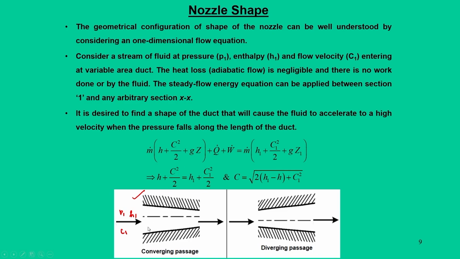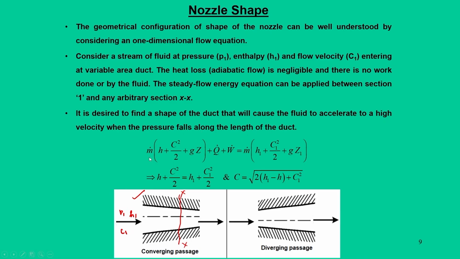So, we can apply the steady flow energy equation at any section Xx. We can mark it as any section Xx. We need to see how the pressure, or the flow property values, are determined at this section Xx. Since it is nozzle action, the pressure has to drop, so we want to see how that pressure falls along the length of the duct.